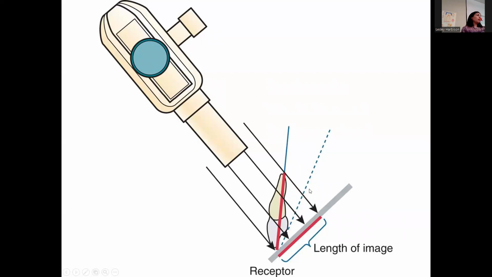So if they were doing a bisecting technique, they needed to lower the angle, tilt this back a little bit to flatten out that angulation to get it to be perpendicular with the bisector, which is this dotted line. And there's some notes here, I don't know if you can see it in the PowerPoint, but if the PID is too steep, then the image is short. So they have a way of memorizing it: steep equals short.